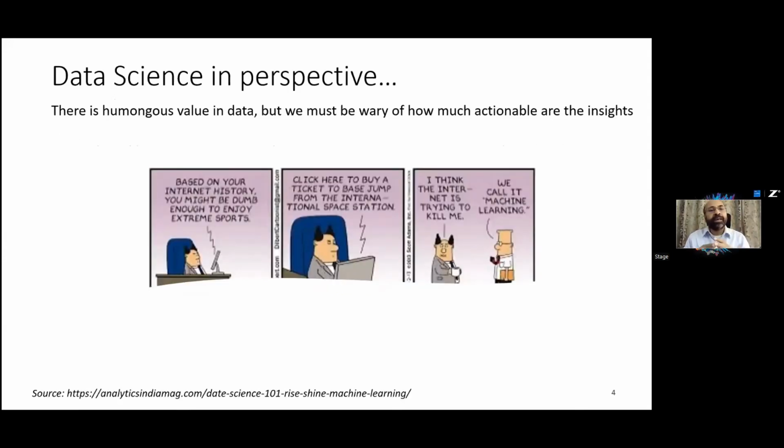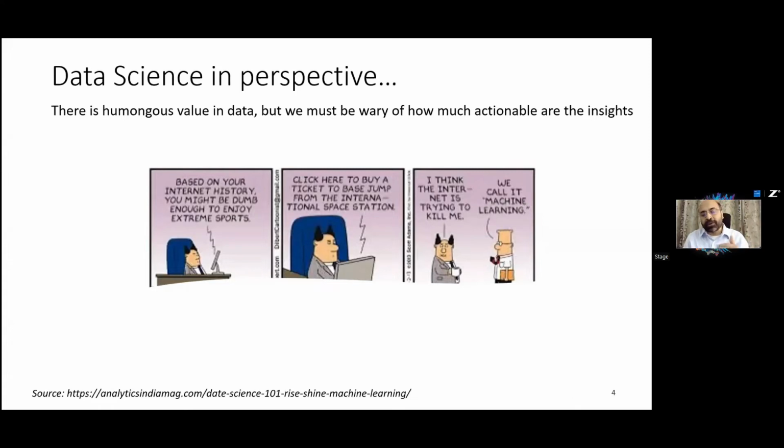Moving on. As I said, I'm also very interested in sharing my perspective in terms of what data science is and what data science is not, right? Definitely, there is humongous value in data, right? But my view is we must be wary of how many actionable insights can be generated and acted upon. So I just put a very famous cartoon strip from Bill Burke. So this gentleman has got some recommendation for a base jump basis his past history, right?